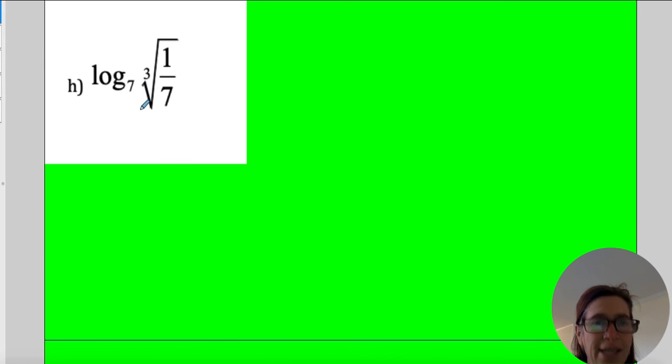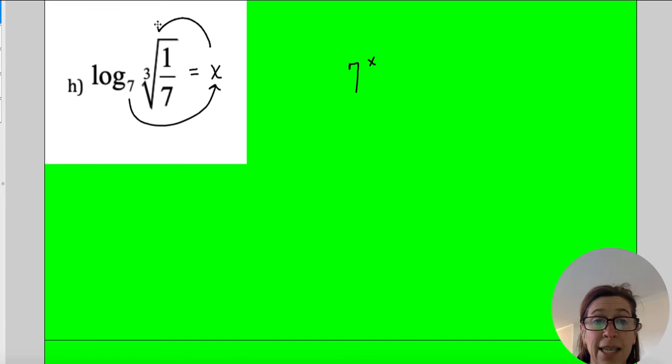So log base 7 of the cubed root of 1/7. So 7 to what power gives me the cubed root of 1/7? All right, this might be a great time to set it equal to x and write it using the definition. So 7 to what power is going to give me the cubed root of 1/7? Okay, I might play around here.